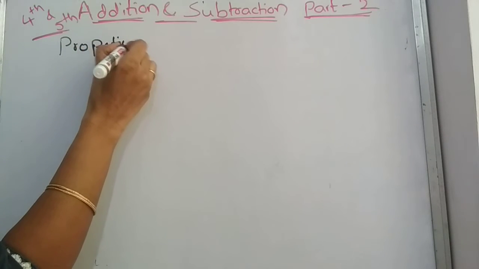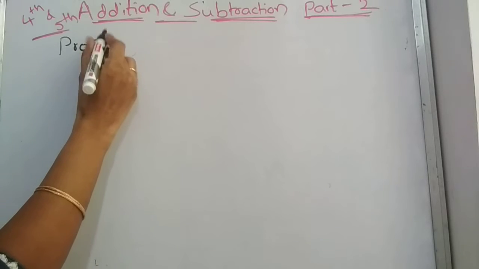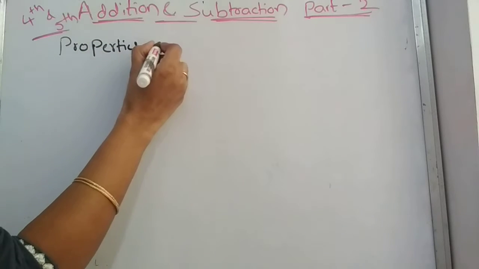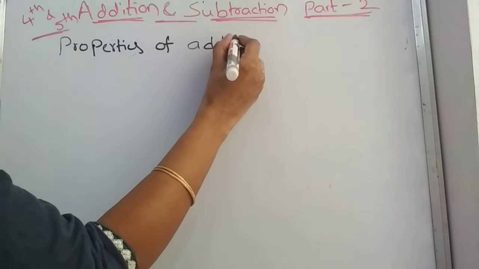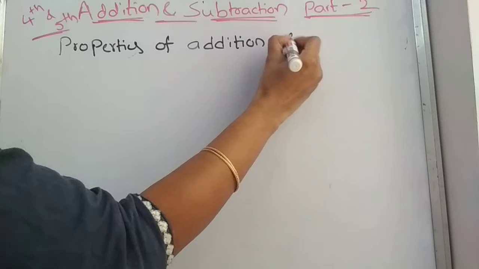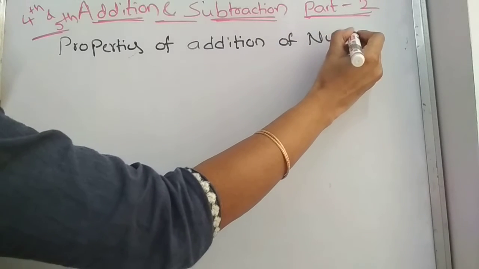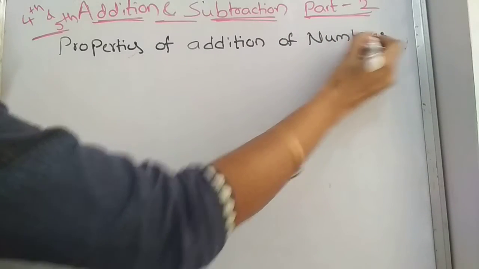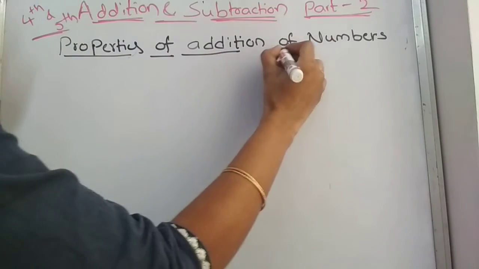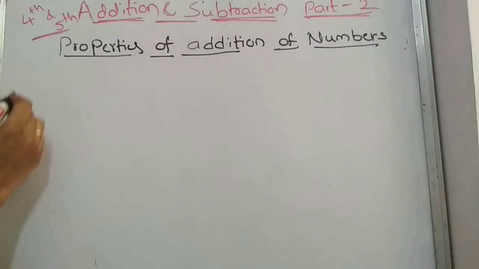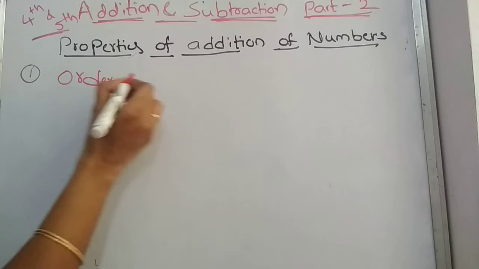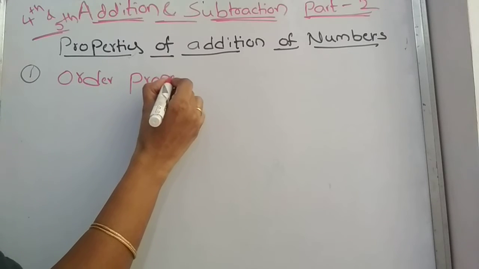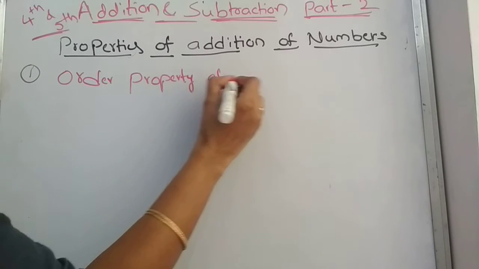Addition properties of given numbers. Okay, the first property is called order property of addition. First property is order property of addition.